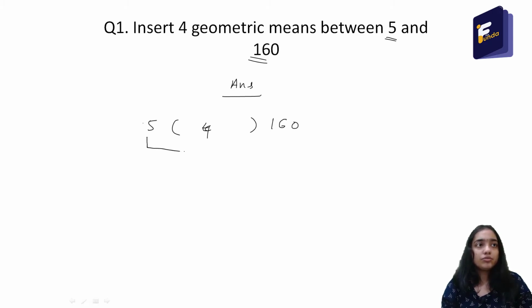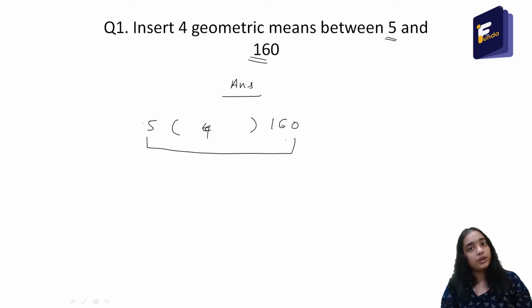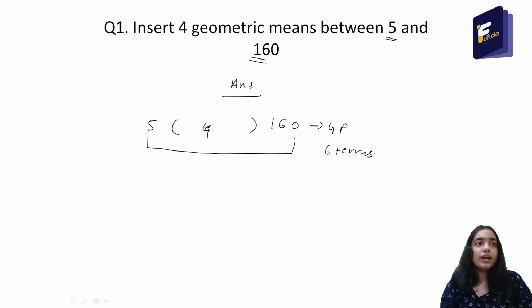And these whole 6 terms are forming a geometric progression. This we had already learnt just a few minutes ago. So here it is a GP, and there are 6 terms in this GP, and 160 is the last term or the 6th term, because there are 6 terms, so obviously the last term is the 6th term, and the first term is 5. That means what will be the common ratio?